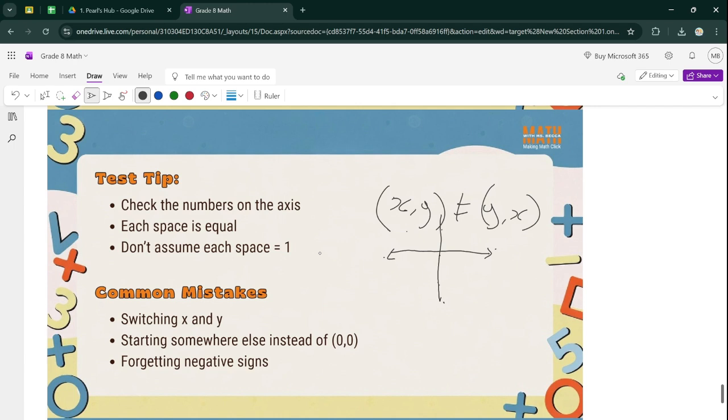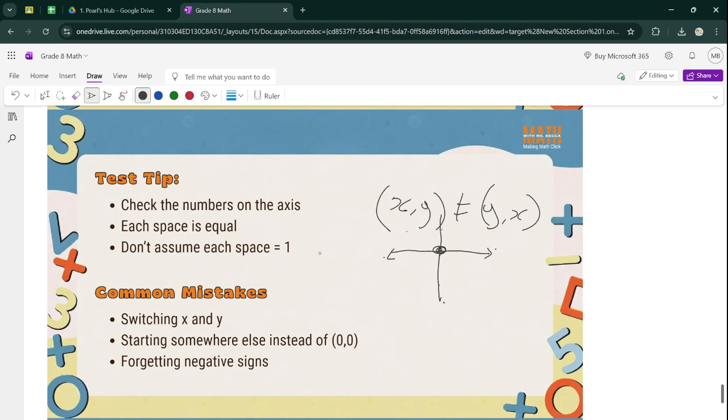And also, the next common mistake is that some students don't start from 0. So always start from the origin. When you are plotting your graph, always start from the origin. Starting somewhere else will lead to a mistake. And once you make a mistake from the beginning, you will get a wrong answer.